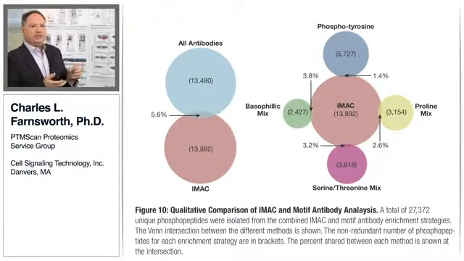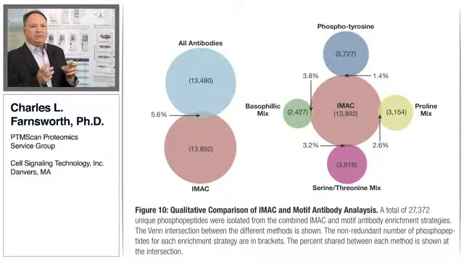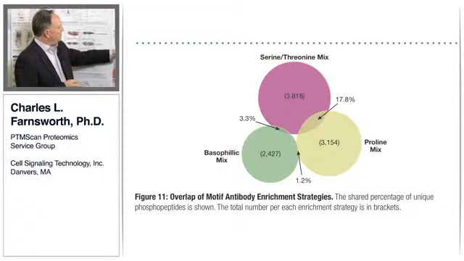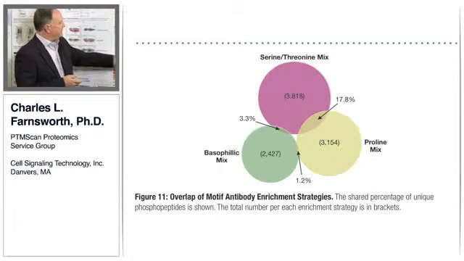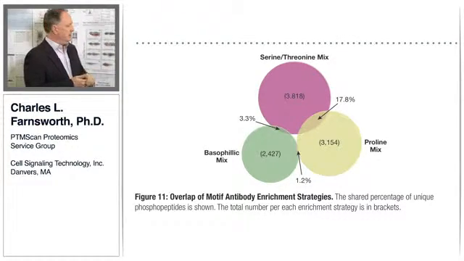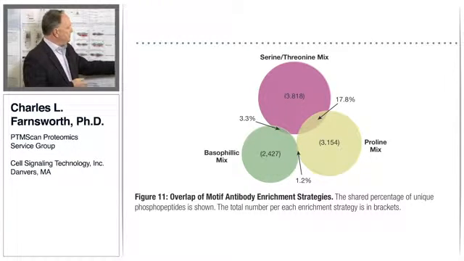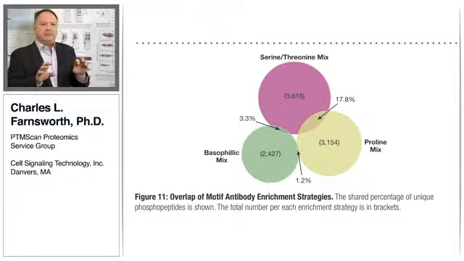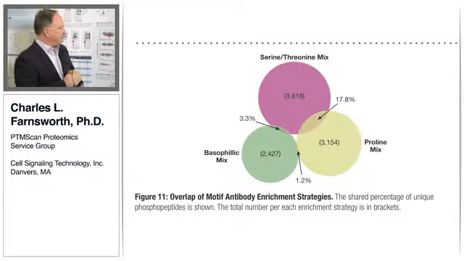And looking more closely at the results from using the phosphospecific antibodies themselves, we can see here that there's a nice overlap between the serine-threonine mix and the proline mix of about 20%, and less overlap, as you might expect, between the basophilic and the proline, because they're isolating different types of phosphopeptides.